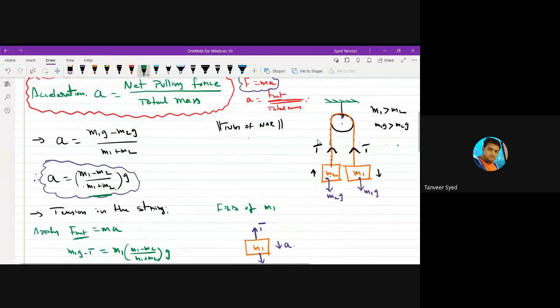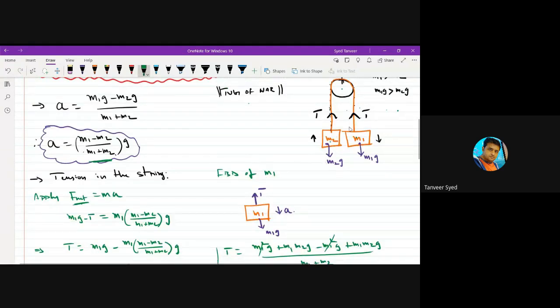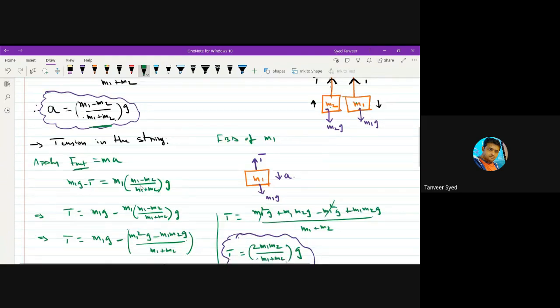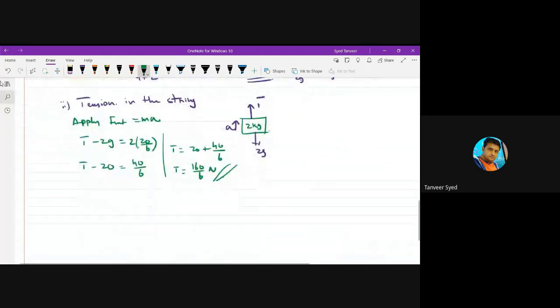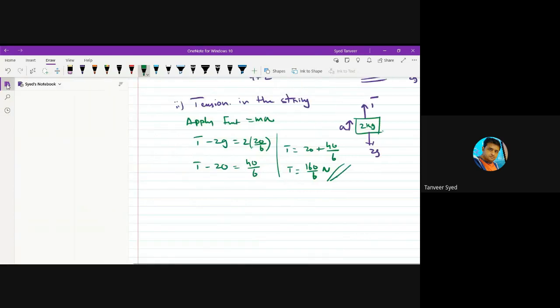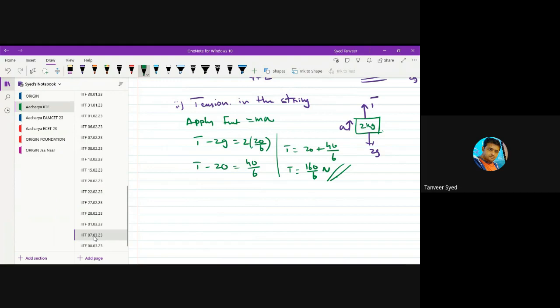To calculate acceleration, you apply net pulling force by total mass, and to find tension in the string, you draw the FBD of any body on which the tension is acting, then apply F net equal to ma to that FBD. You will get the tension. One simple example we did. Now let us see how questions can be asked in different ways on these pulley block systems.